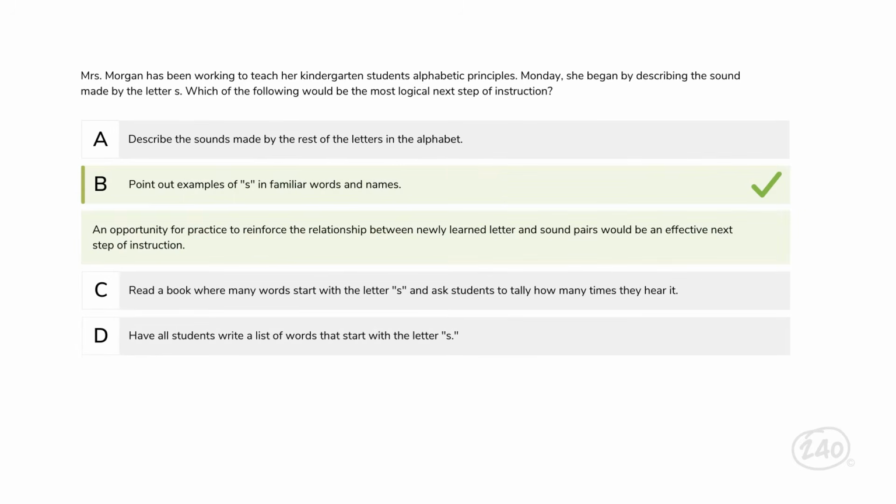This is the right answer. An opportunity for practice to reinforce the relationship between newly learned letter and sound pairs would be an effective next step of instruction. Let's look at another one. This is a phonics question.